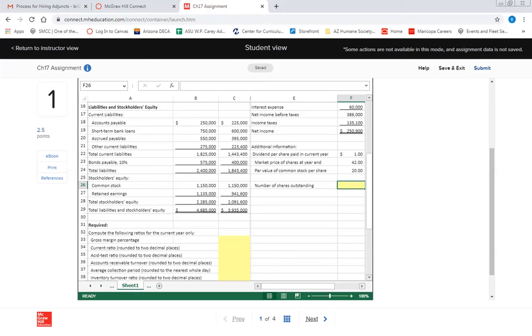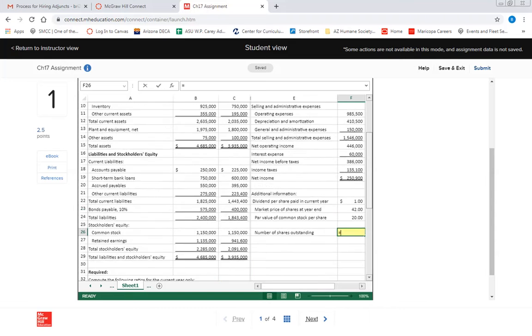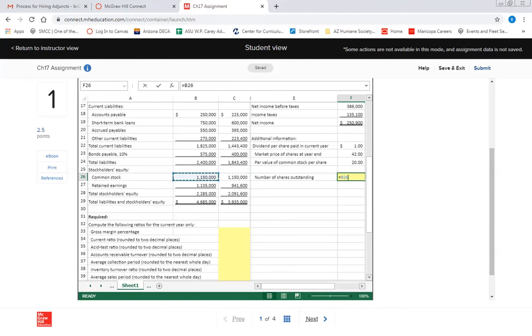So we got to do the formula. We're going to take our common stock here, for this year, which I believe is column B. Yep, B. We're simply going to divide it by our par value of common stock per share, which is that $20 per share. So we get 57,500 shares outstanding, and as you saw by the flash, it said it was correct.